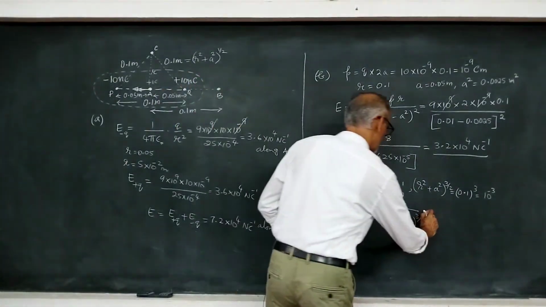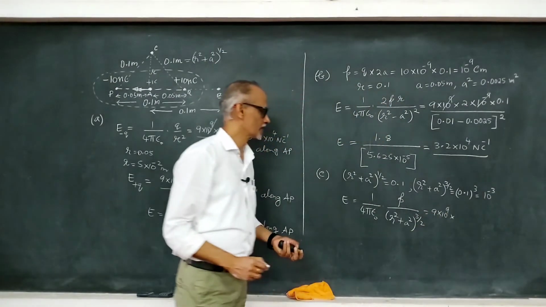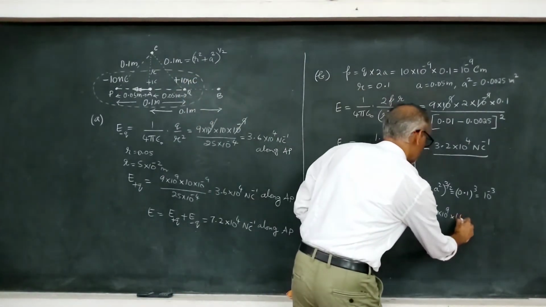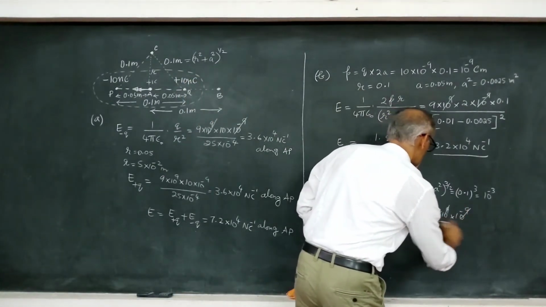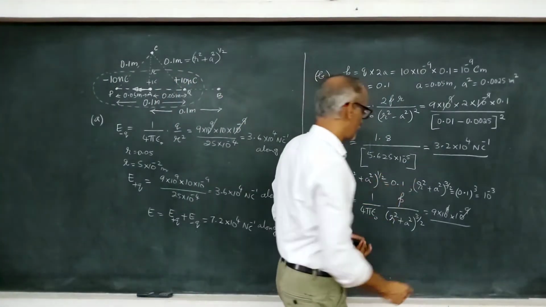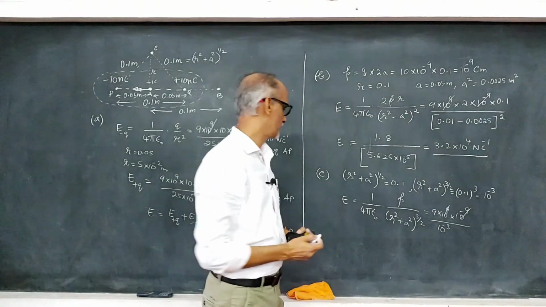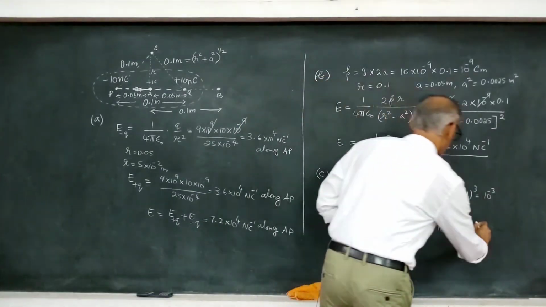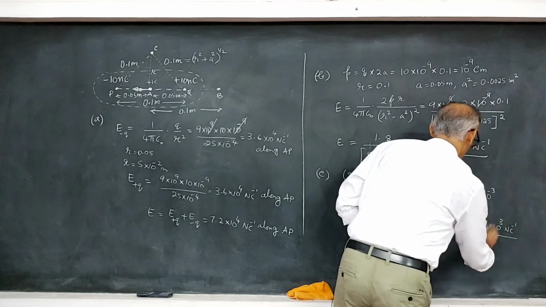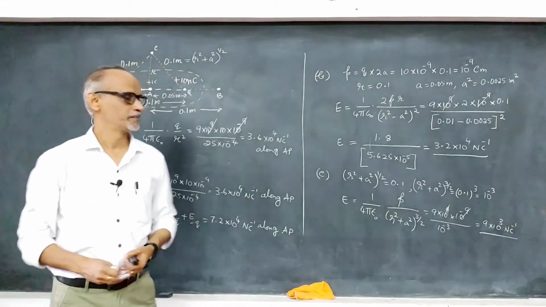So now I can substitute here. It's 9 into 10 to the power 9. The dipole moment is here, which is 10 to the power minus 9. That will get cancelled. Divided by 10 to the power minus 3. So therefore, when you simplify that, you will get 9 into 10 to the power plus 3 Newton per Coulomb, which is the answer to the third option.